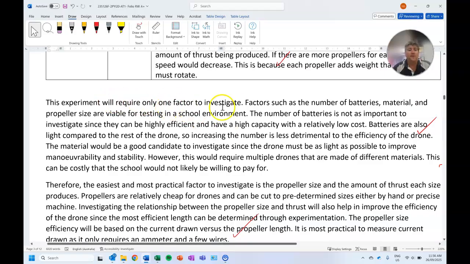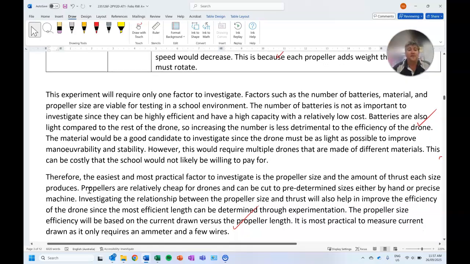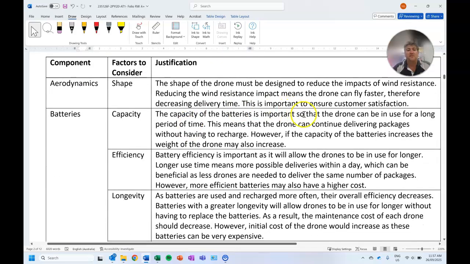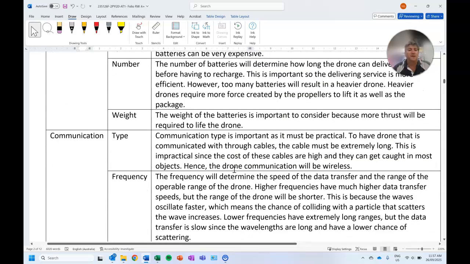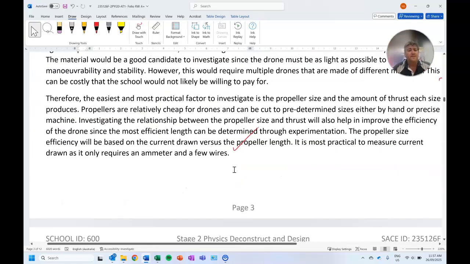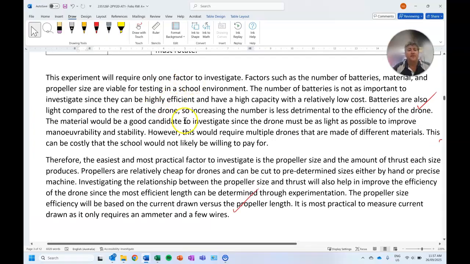This experiment will require only one factor to investigate. I could do this, I could do this, I could do this. However, I'm going to do this one. Therefore, the easiest and most practical factor to investigate is the propeller size and the amount of thrust each size produces. And then he's justified why he's done it. So he's not just gone through and said, here's an aspect that's related to drones, aerodynamics and batteries and so on, relating them to the subject outline as much as he could. He's then said, I could do an experiment on this, I could do an experiment on this, however, this would require such and such, this can be costly, so I'm not going to do it. Here's the one I'm going to do, and here's why.